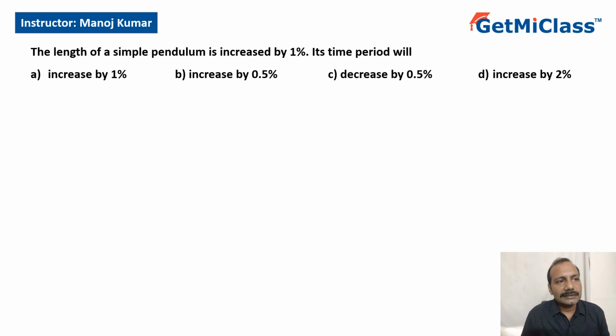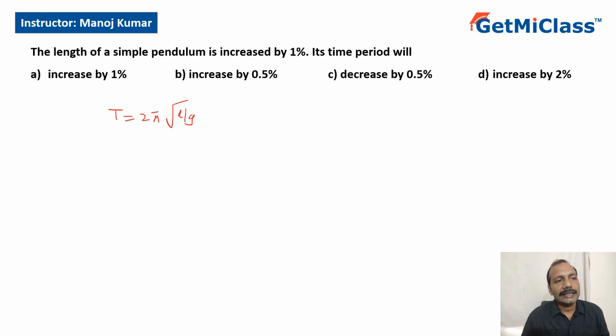This question says the length of a simple pendulum is increased by 1%, its time period will... The time period of a simple pendulum is given by 2π√(L/g), right? Where g is acceleration due to gravity. Now if the length changes, g is constant, I need to find how the time period changes.